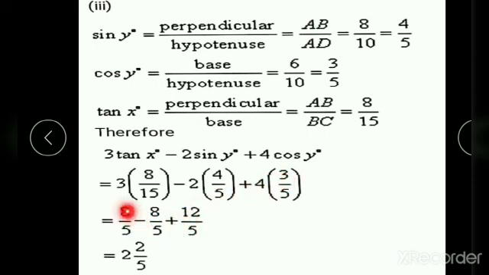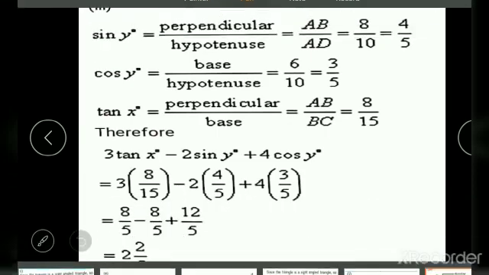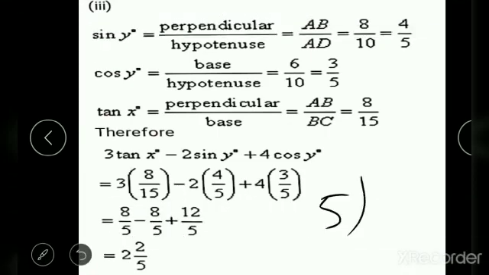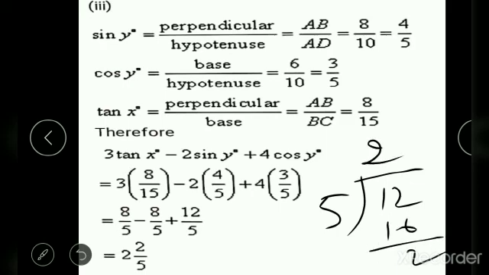So plus 8 divided by 5 and minus 8 divided by 5 will get cancelled. So what remains is 12 divided by 5, which you can write as a mixed fraction. You get 2 into 2 divided by 5. So you know how to write it as a mixed fraction, right? So 5 and 12, right? You can divide 12 by 5. So 2 5s are 10. What is remaining? 2, right? So you write the quotient first and the remainder divided by the divisor. Okay, so you get 2 and 2 divided by 5 as the answer.